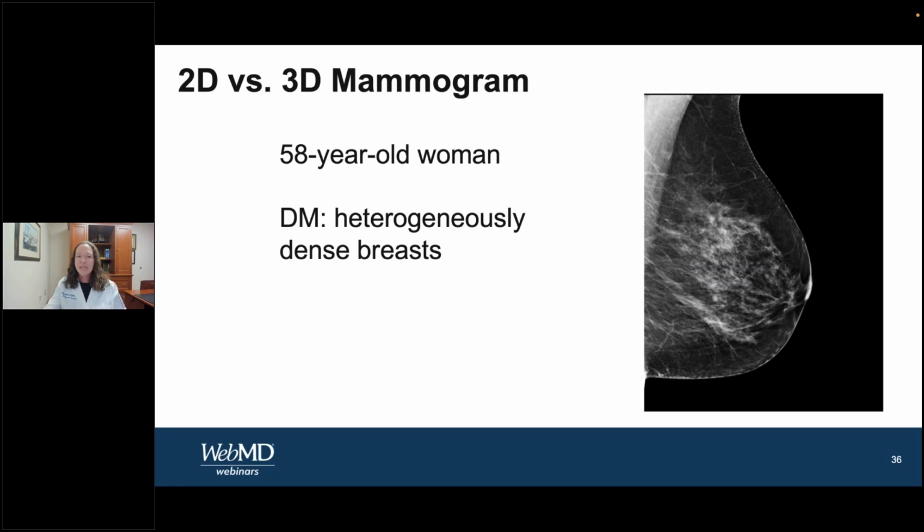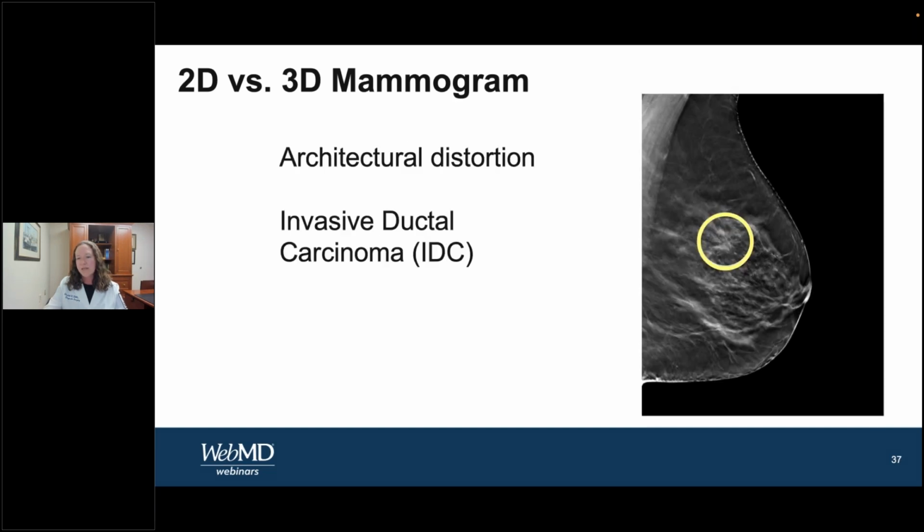So I'm going to show you just a case of a 2D versus 3D mammogram. This was a 58-year-old woman who had a normal 2D mammogram where we saw heterogeneously dense breast tissue, but we didn't see any cancer on the 2D mammogram. This is what one of the slices from the 3D mammogram looks like, and I admit that this is a subtle finding, and we go to school for a long time to find these subtle findings, but in the yellow circle is something we call architectural distortion, which means that the breast tissue is pulling a little bit to just a certain point on the mammogram. And this turned out to be an invasive ductal carcinoma that we could only see on the 3D mammogram. It was not visible on the 2D mammogram.